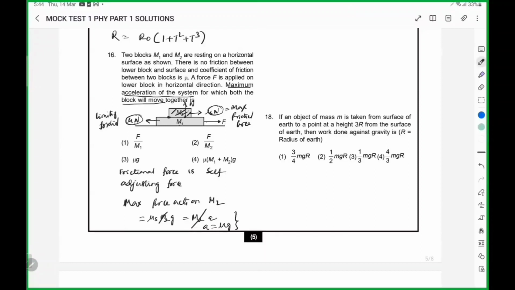If the applied force still increases, then the frictional force on M2 will not increase. This mu N will not increase. Here, the net force on M1 increases, so M1 and M2 move separately.